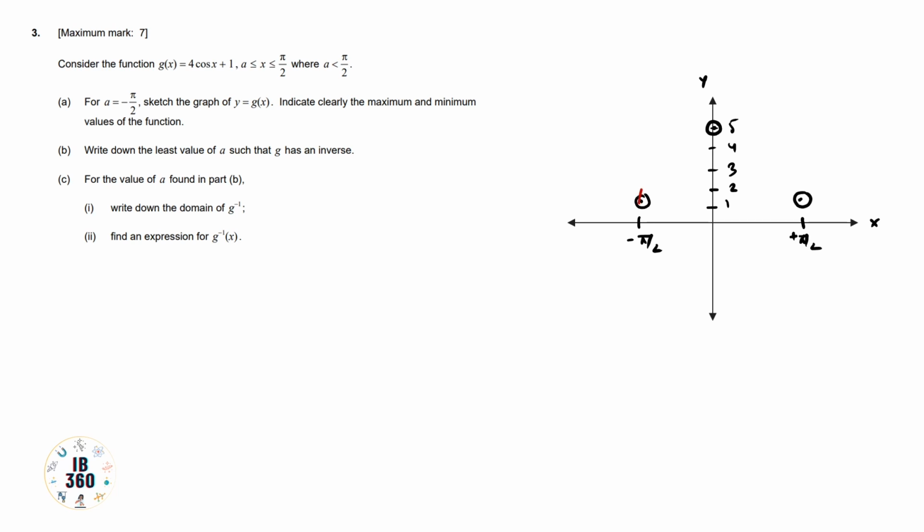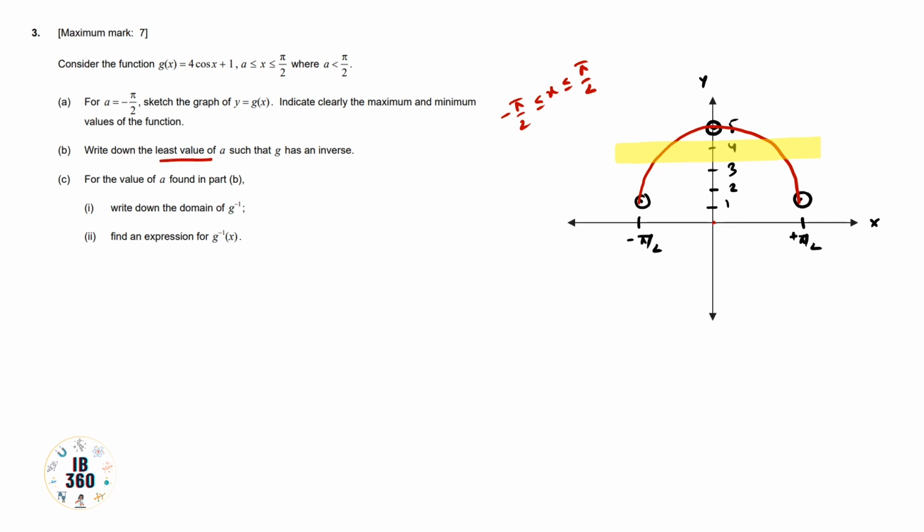Now the thing is, if we draw the graph in between these values, when x is from minus pi by 2 to pi by 2, then this curve will not pass the horizontal line test. As you can see, we are drawing the horizontal line and it is not passing the test. Now we need to find out the least value of a.